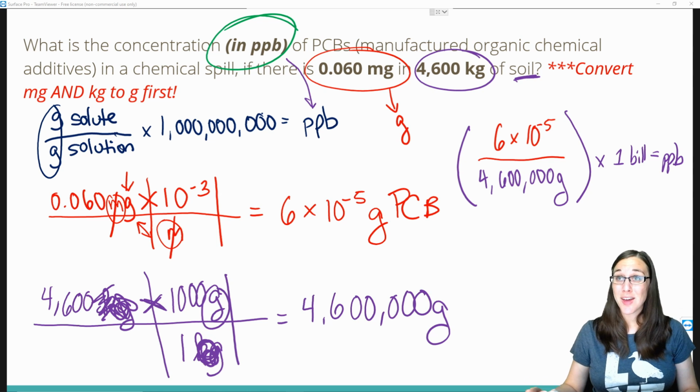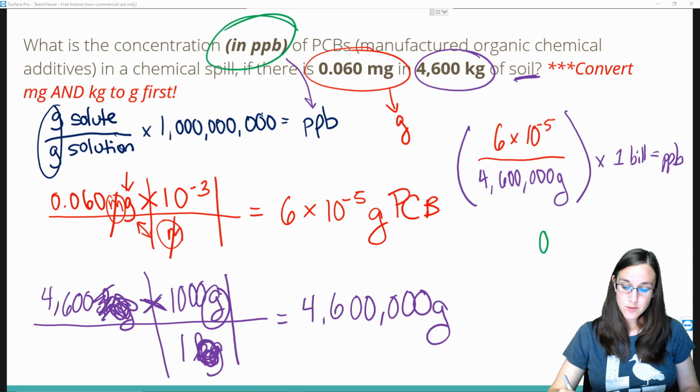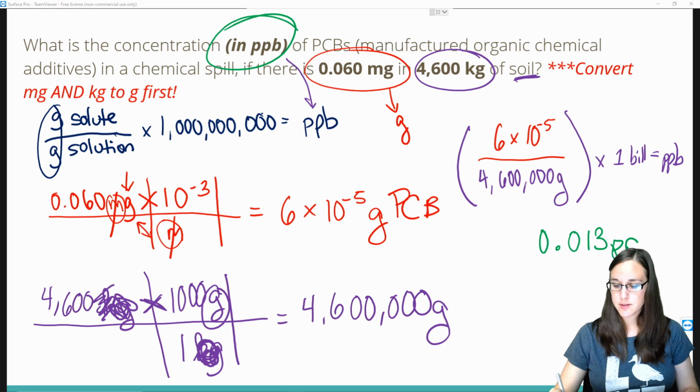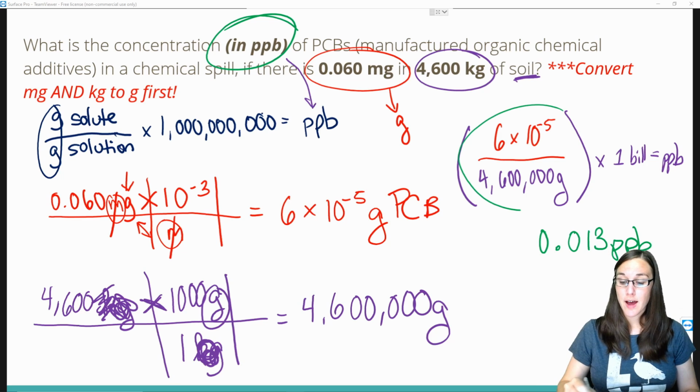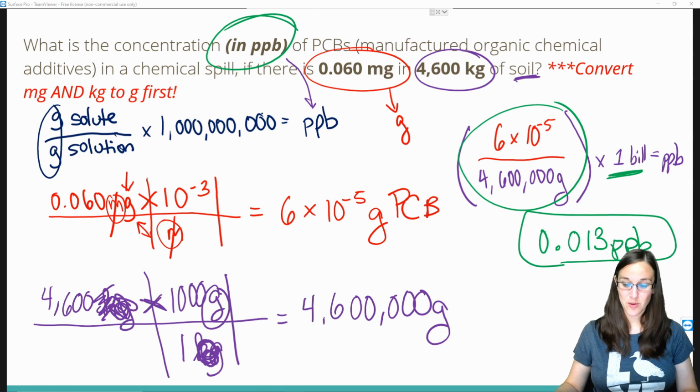If we do this math out now, what we should see is that we get 0.013 parts per billion. Now again, remember that we need to divide this first, then multiply by the billion, and then we will get our parts per billion answer, which should be that guy right there. So hopefully you also got that. Let's try the next one.